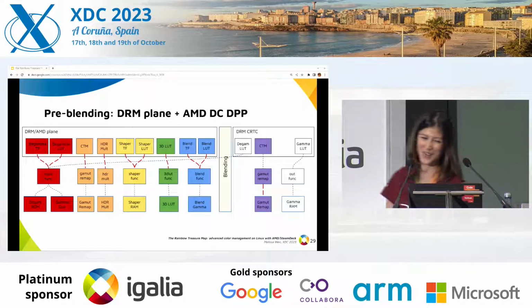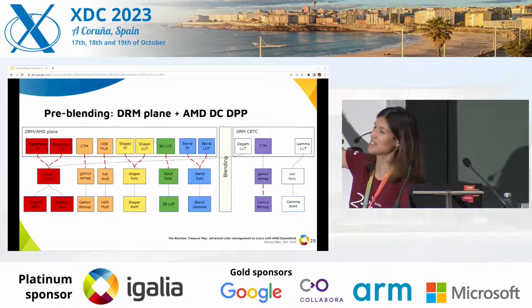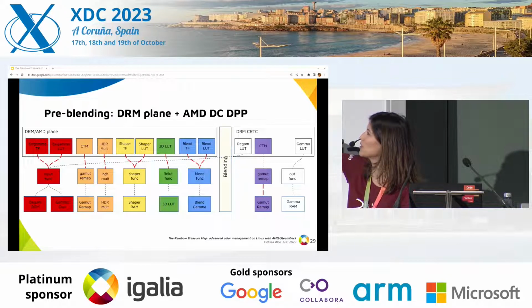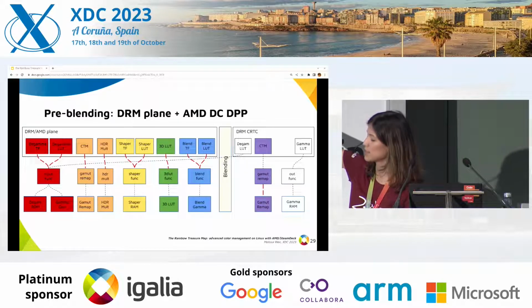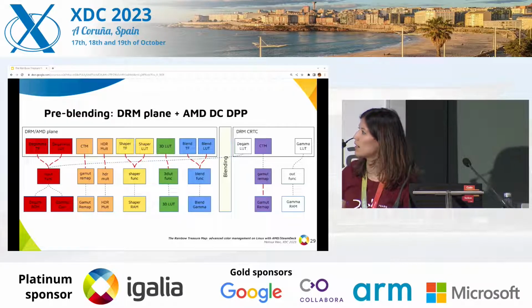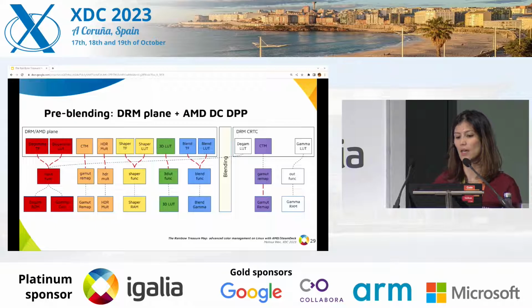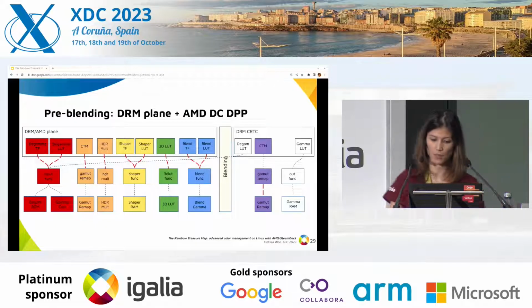Okay, there was a conflict. If you see, there is a conflict between the DRM CRTC gamma and the DRM plane gamma, and it is inevitable. And our approach now is not accepting that both are set at the same time.